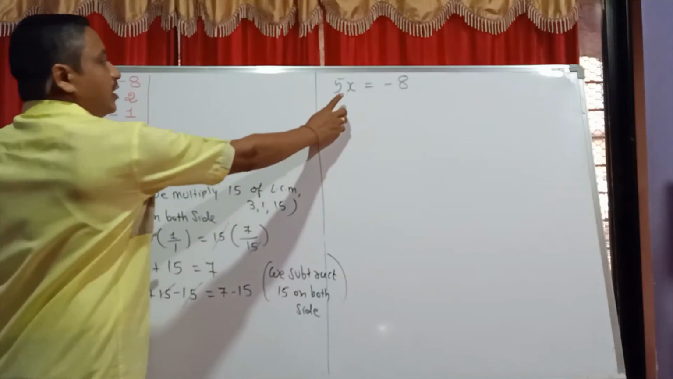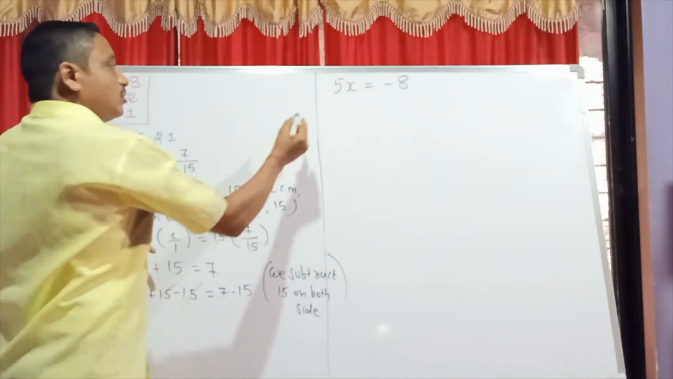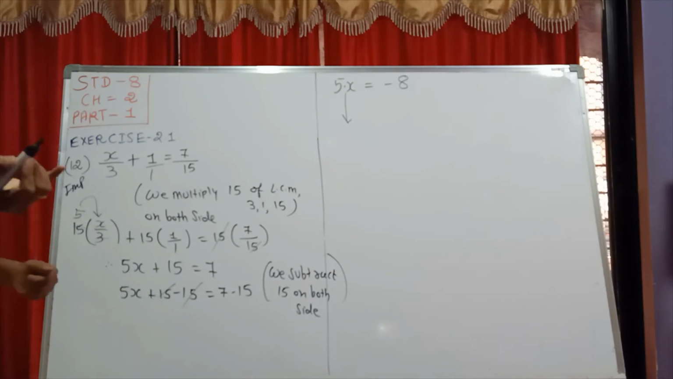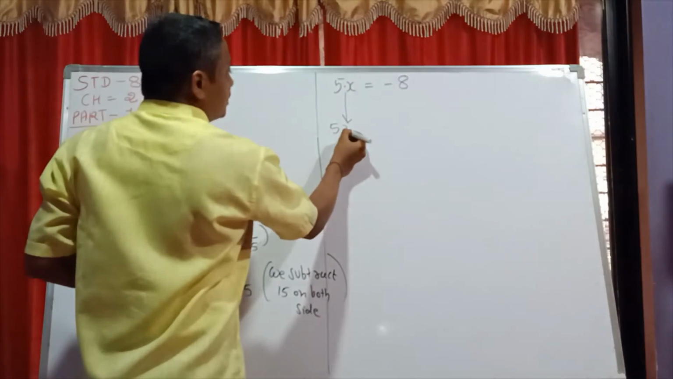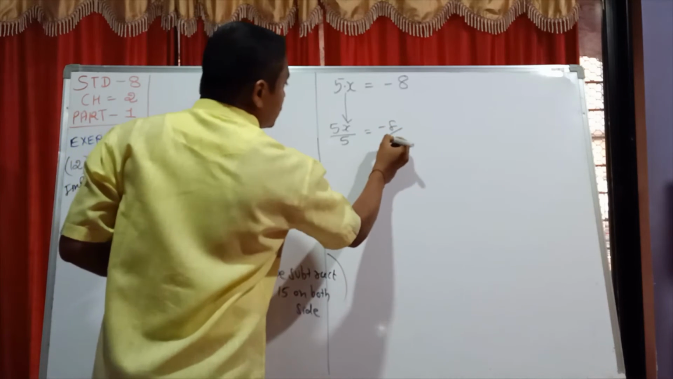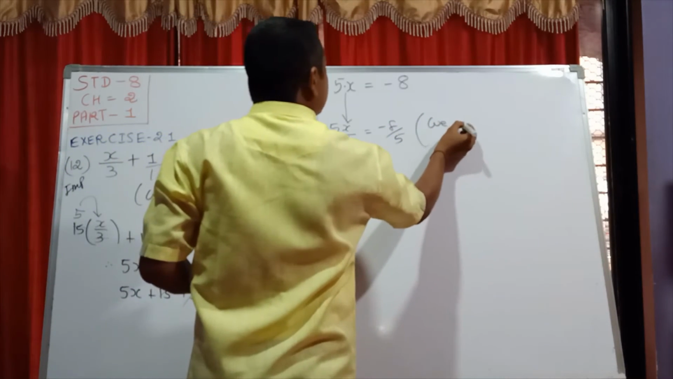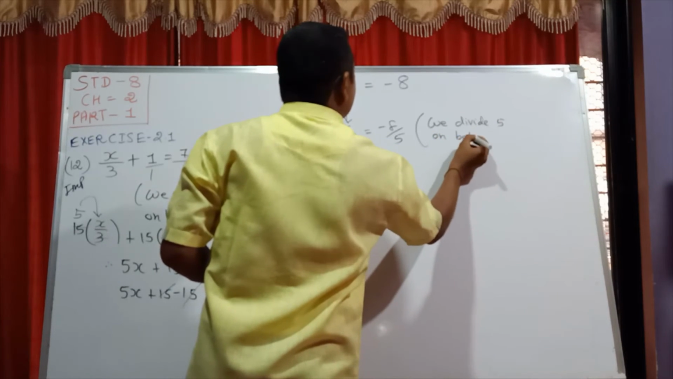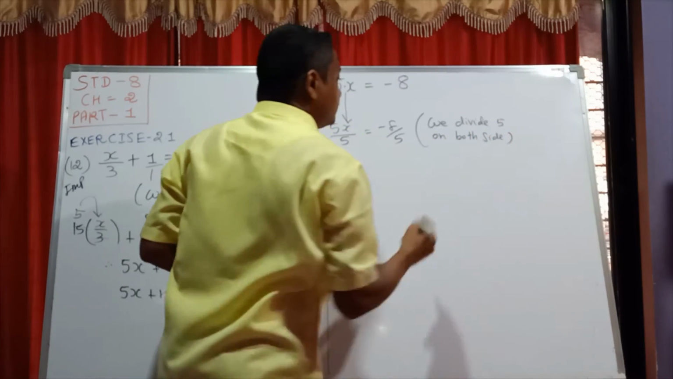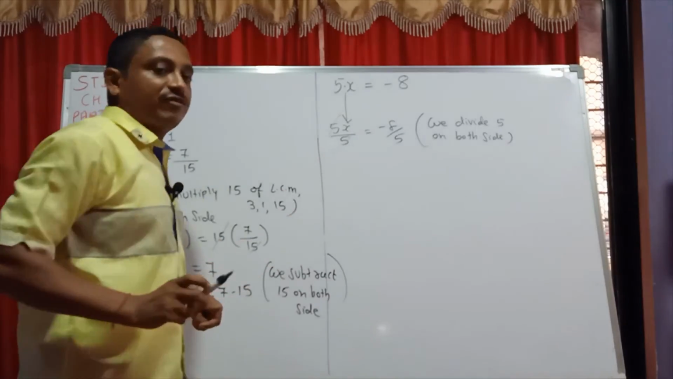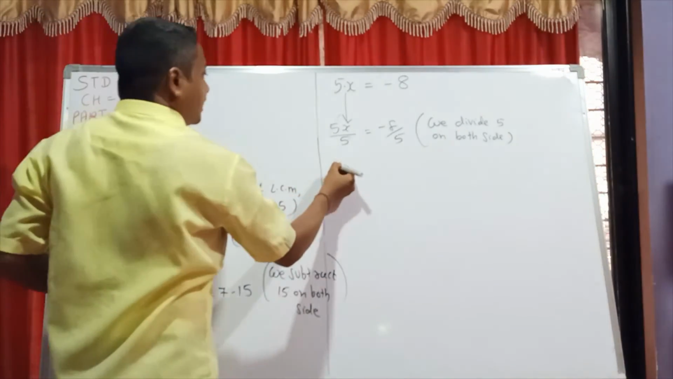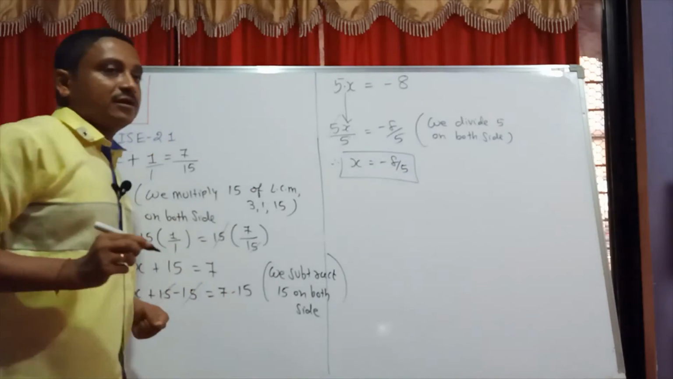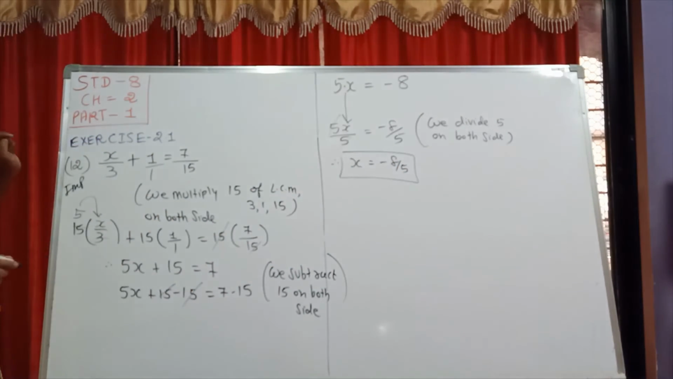Now, how can we derive this x value? Because 5 is given as a multiple. So students, I am dividing by 5 on both sides. So here dividing by 5, here also dividing by 5, and show out we divide 5 on both sides. So finally you have done here x, and 5 and 5 are gone. Only I have x is equal to minus 8 by 5. And that answer I am going to use in the verification.